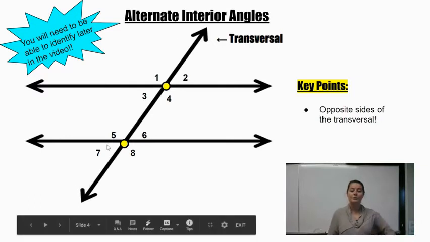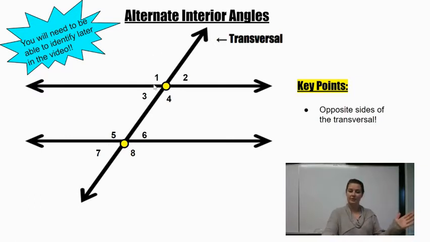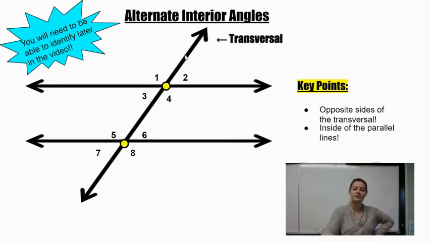So one angle will be on the left of the transversal, so that could be 1, 3, 5, or 7, and one will be on the right, and that's 2, 4, 6, and 8. So they have to be on opposite sides of the transversal. And they are in between our parallel lines. So remember, here's our parallel lines, and it needs to be inside of those parallel lines. That means they are inside of the sandwich.